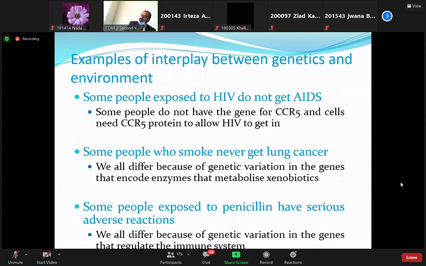Some people exposed to penicillin have a serious adverse reaction. Serious. Why? Because they are hypersensitive. There is type 1 hypersensitivity in these patients. And if you just give one injection of penicillin, the patient will die on the table if you don't check it. It's a very, very serious condition.